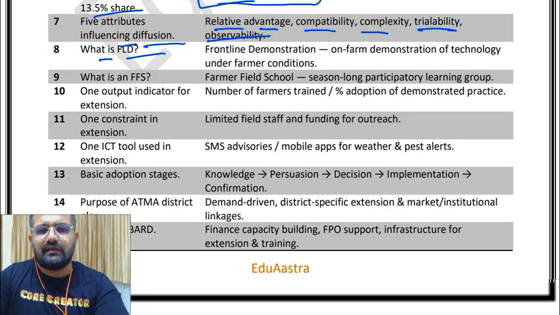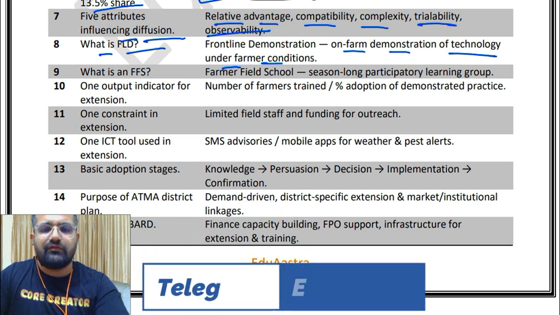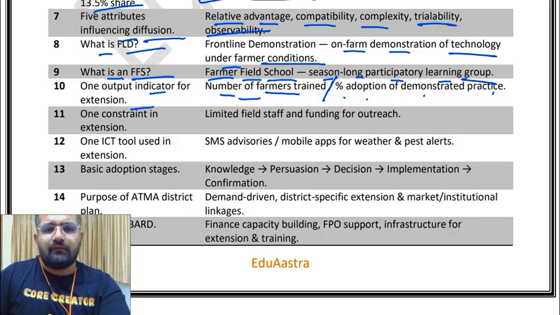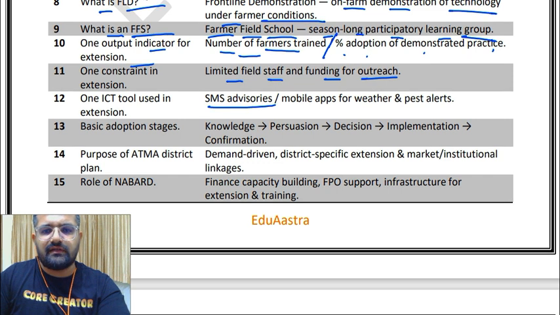What is FLD? Frontline demonstration, on-farm demonstration of technology under farmer conditions. What is an FFS? Farmer Field School, season long participatory learning group. One output indicator for extension: number of farmers trained, percent adoption of demonstrated practice. Okay. Then one constraint in extension: limited field staff and funding for outreach. One ICT tool used in extension: SMS advisories, mobile apps for weather and pest alerts.